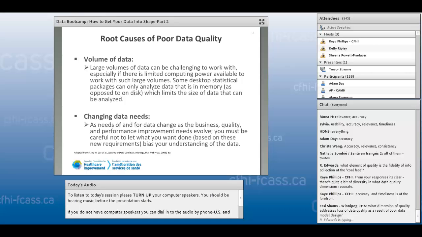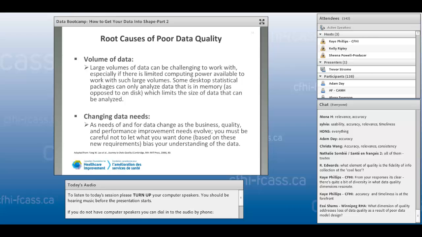So these are just some sample root causes of data issues that are fairly common in healthcare that I've seen and other people have told me that they've come across in their experience. And Melanie, I think you had a question at this point that you wanted me to address.